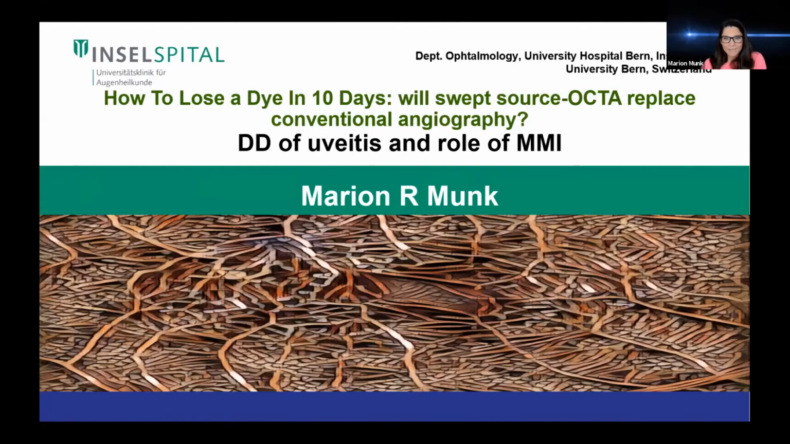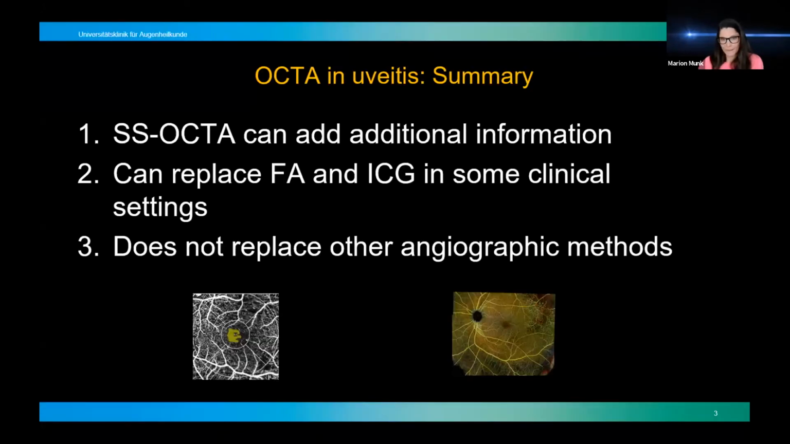So I will try to convince you within the next 12 minutes that swept source OCTA can replace conventional angiography devices, more or less. So in summary, I hope after the next 12 minutes you will have learned that swept source OCTA can add additional information on top of ICG and fluorescein angiography, and it can replace FA and ICG in some clinical settings. But overall, it does not replace other angiographic methods.